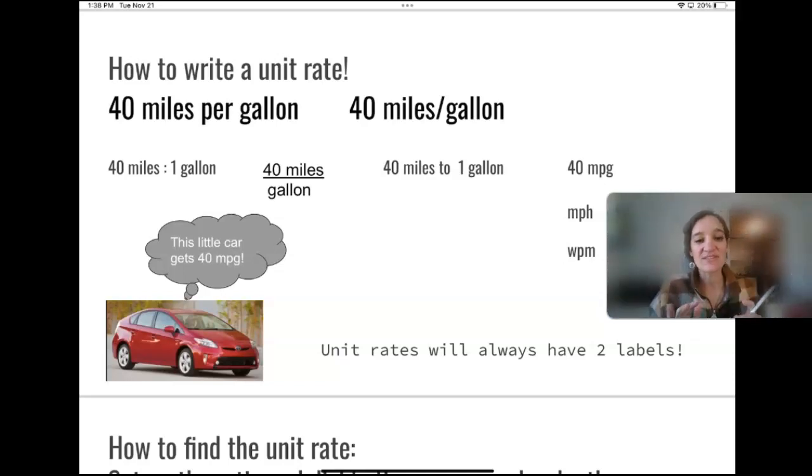Okay, unit rates always have 2 labels because we're comparing 2 things. So even when it's just the mpg, you're still comparing 2 things, miles per gallon, miles per hour, words per minute. Okay, you're going to see those unit rates abbreviated at times.